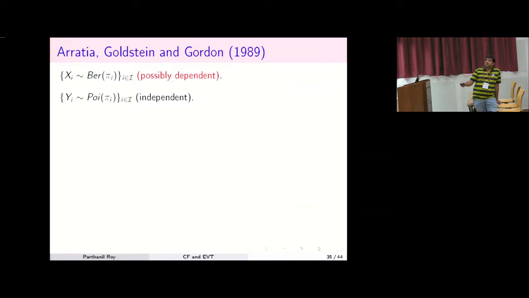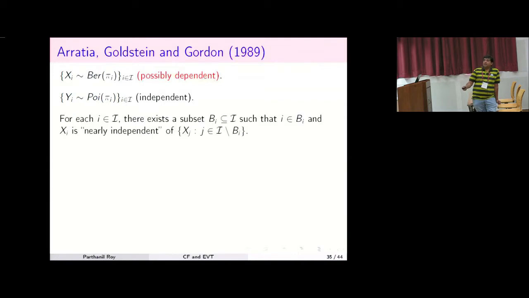Arratia, Goldstein, and Gordon, in their work in 1989, Annals of Probability, showed this. Xi follows Bernoulli(pi), possibly dependent. Now I'm stressing the independence here: Yi follows Poisson(pi), same, not necessarily IID, but these are independent, okay? Then, this is the thing.